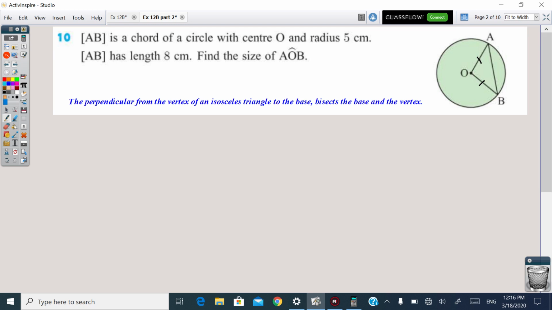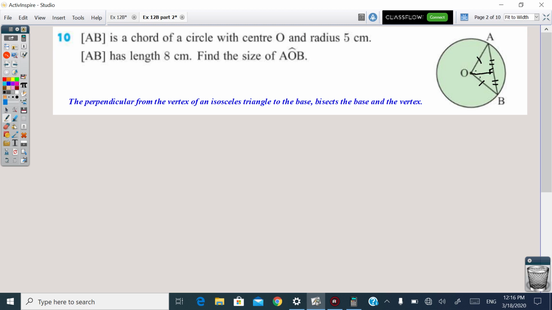And it's very important to remember that a property of the isosceles triangle is that the perpendicular from the vertex of this isosceles triangle to the base bisects the base and the vertex. So if you draw a perpendicular like so, this bisects the base and bisects the angle. So those two angles are equal.